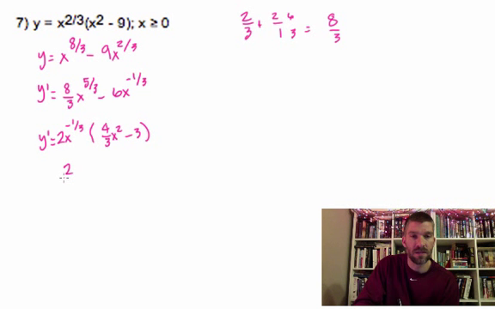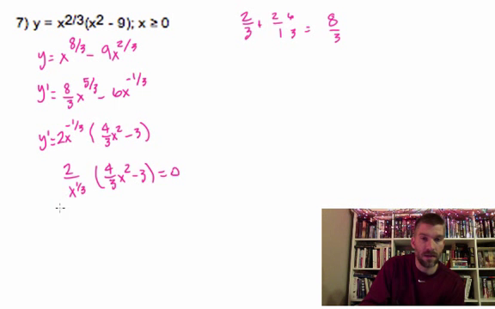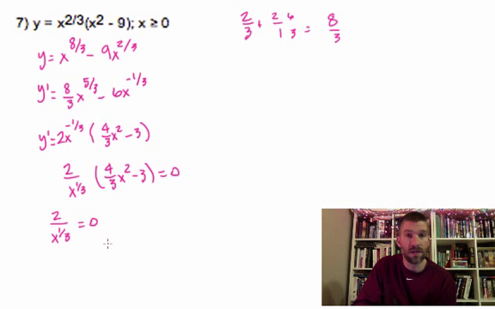Well, what that gives us is 2 over x to the 1/3 times 4/3 x squared minus 3. And if I'm going to find these critical values, I need to set all of this equal to 0. And 2 over x to the 1/3, when I set that equal to 0, the numerator doesn't change, the denominator becomes 0, so I'm undefined when x is 0. That's my critical point for this guy.